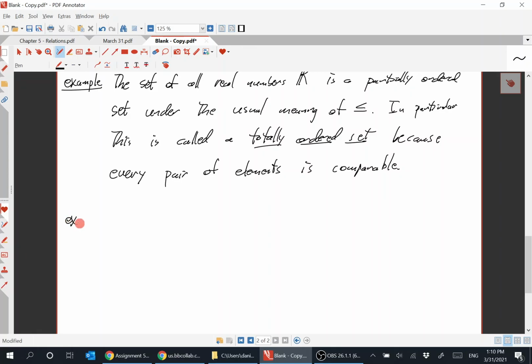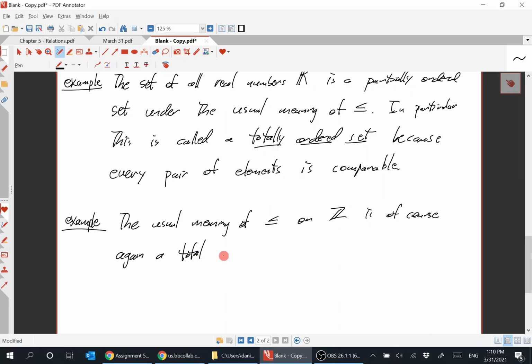So here's an example. The usual meaning of this on, let's just do the integers, is of course, again, a total ordering. Okay, so now define a new relation. I'm using the exact same symbol, but it means something totally different now.